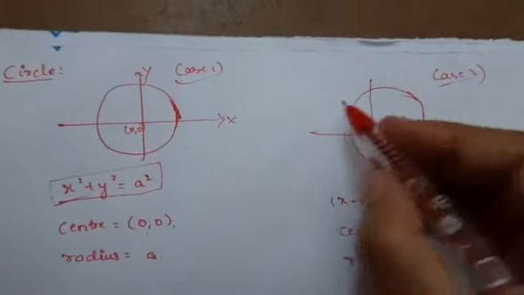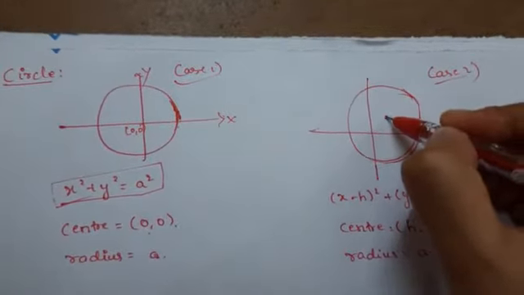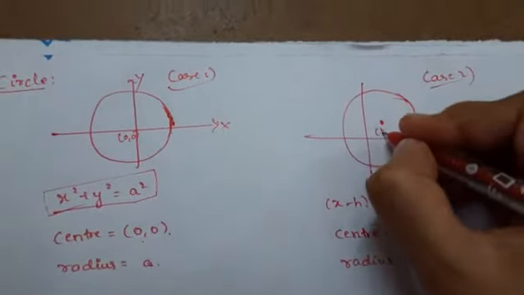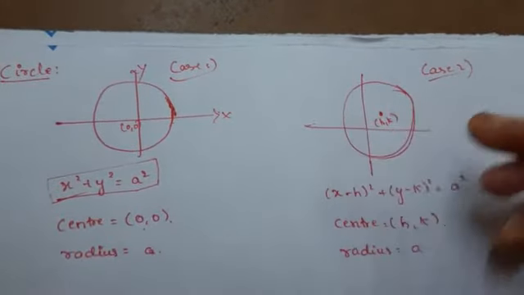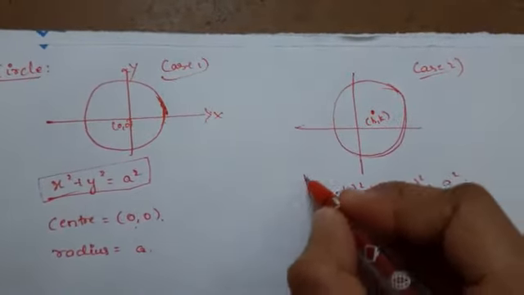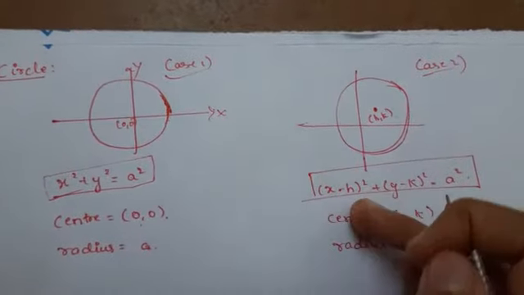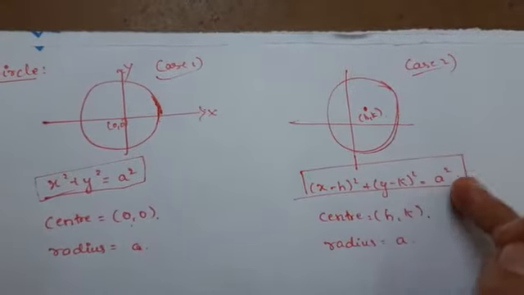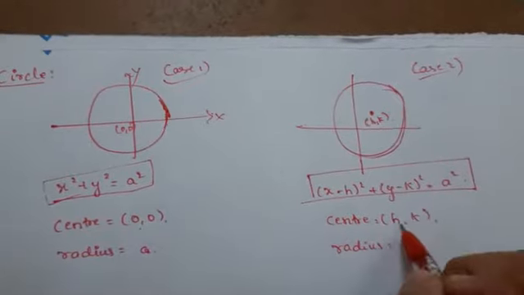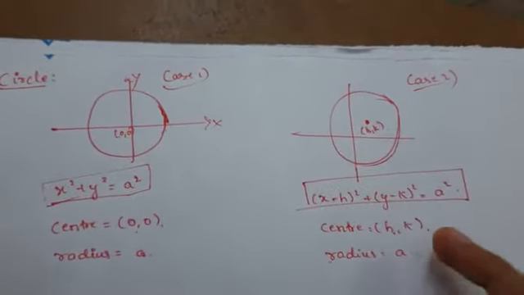The second case is when the center is not at the origin, but somewhere else, say h, k. Then the general formula of a circle is x minus h whole square plus y minus k whole square is equal to a square, where the center is h, k and the radius is a itself.